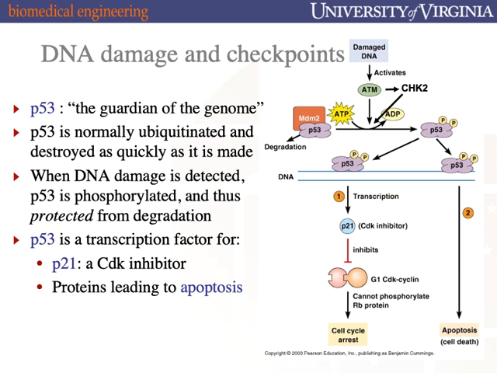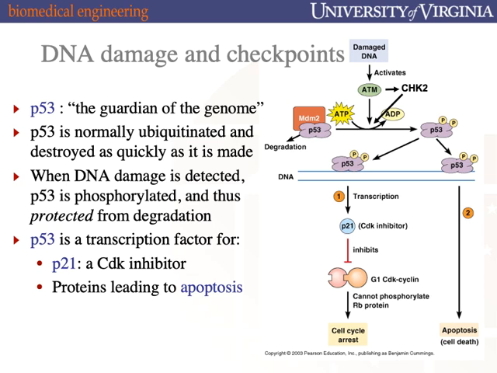If the damage gets repaired, there's no longer ATM signaling, there's no longer active CHK2, there's no longer phosphorylation of P53. P53 gets turned over, ubiquitinated and degraded, and then the transcription factor activity goes away. P21 will eventually turn over, and then the cell can progress through the cell cycle.